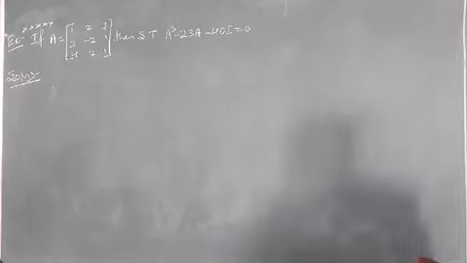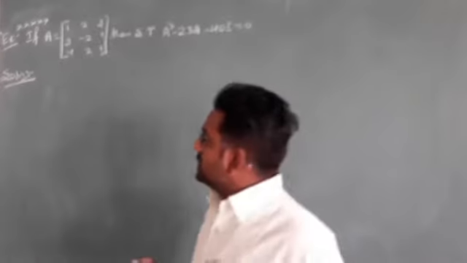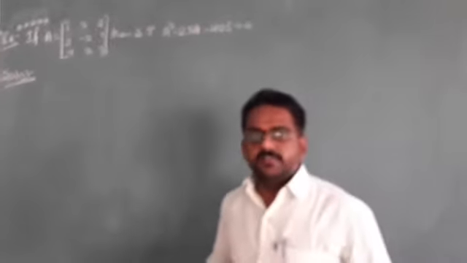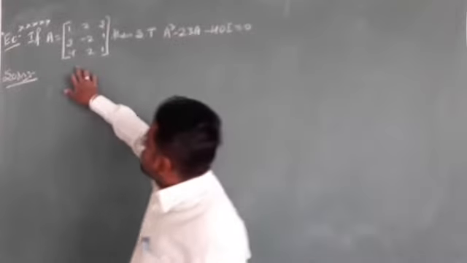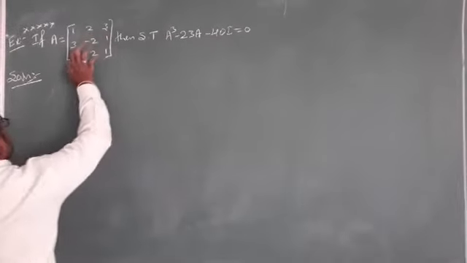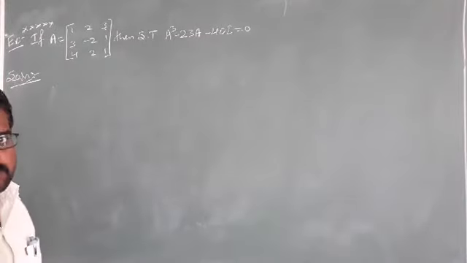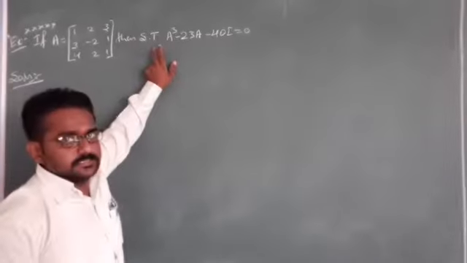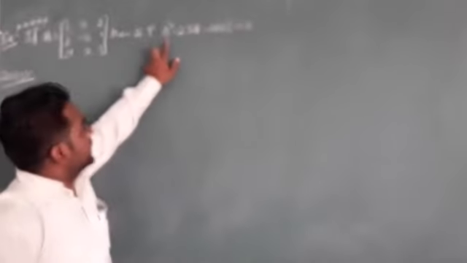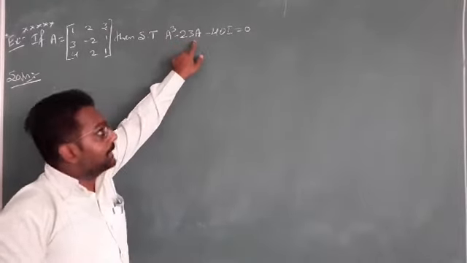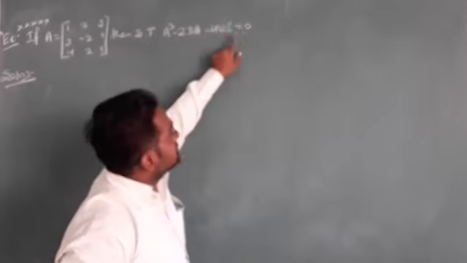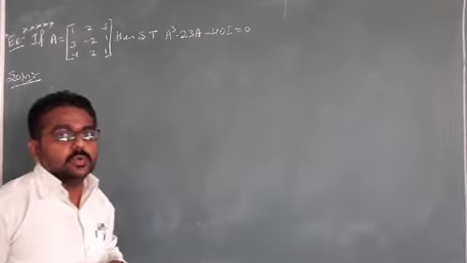Okay, next important question, students. It is a 5 marks question. If A equals the 3 by 3 matrix 1, 2, 3; 3, minus 2, 1; 4, 2, 1, then show that A cube minus 23A minus 40I equals 0.